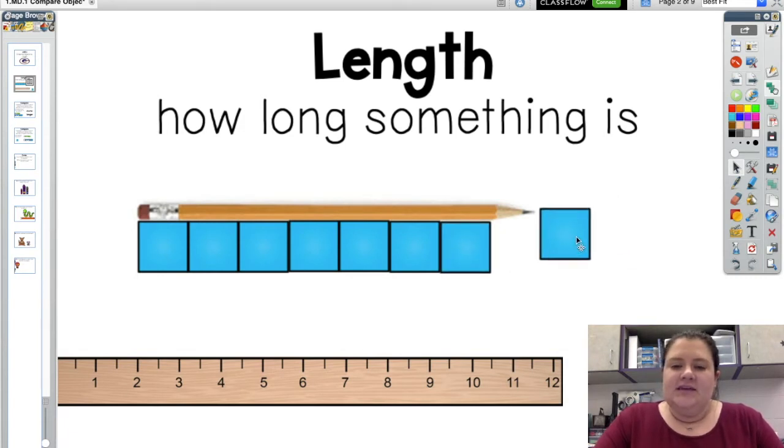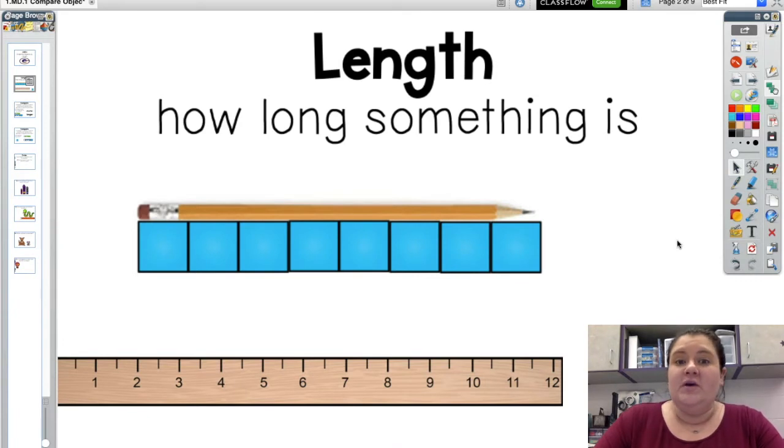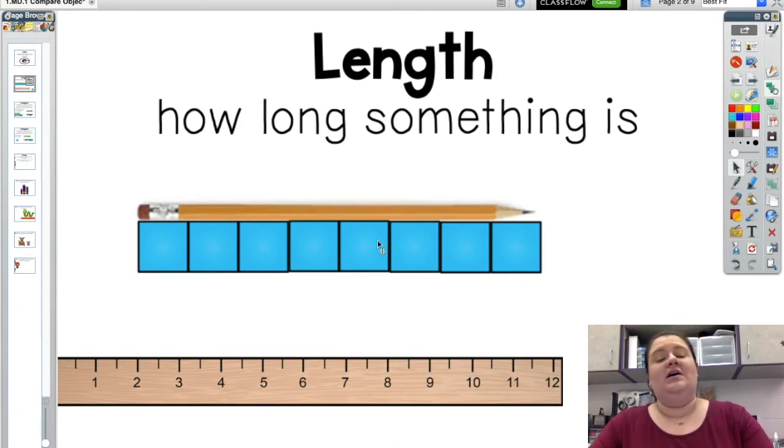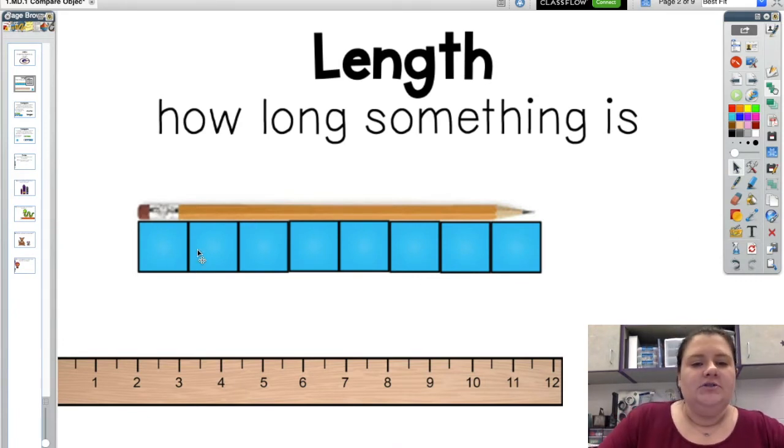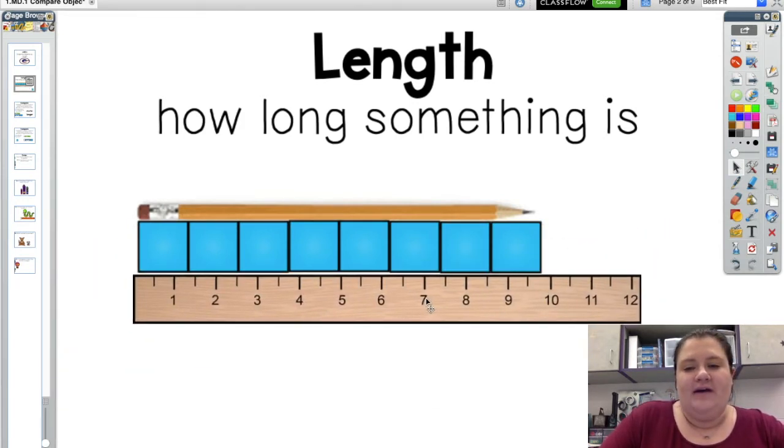Let's see, I think I can get one more. Oh, okay, so let's take a look. All right, so now that I have my squares all lined up, all I need to do is count how many squares there are to figure out how many squares long this pencil is. So I have 1, 2, 3, 4, 5, 6, 7, 8. So this pencil is about 8 squares long, and this pencil is also about 9.5 inches long as well.